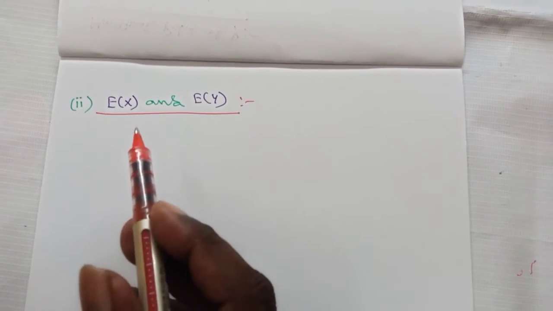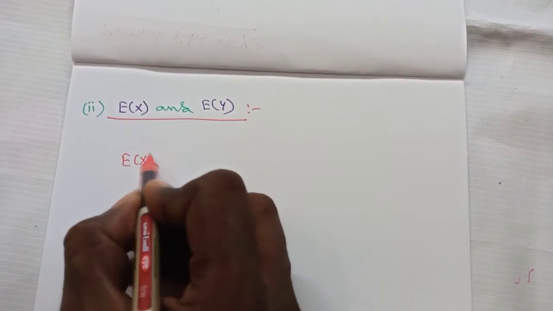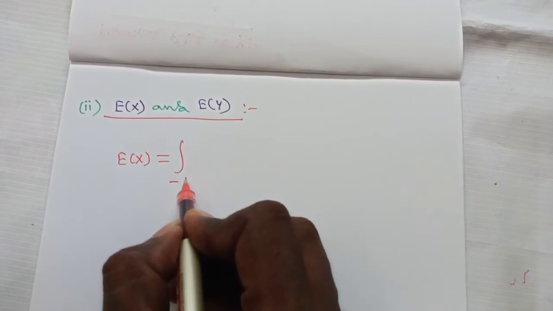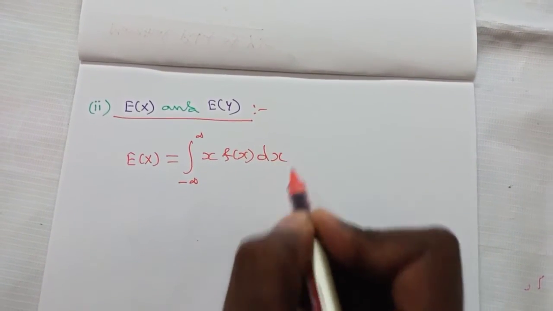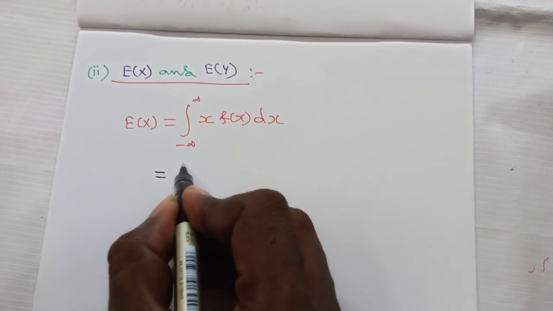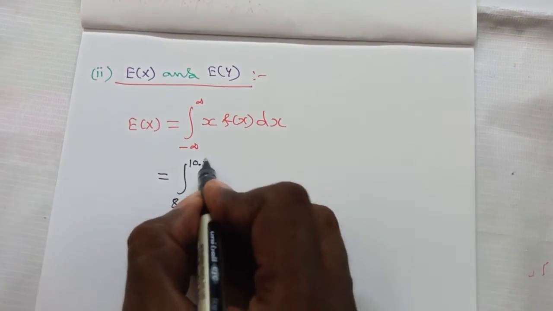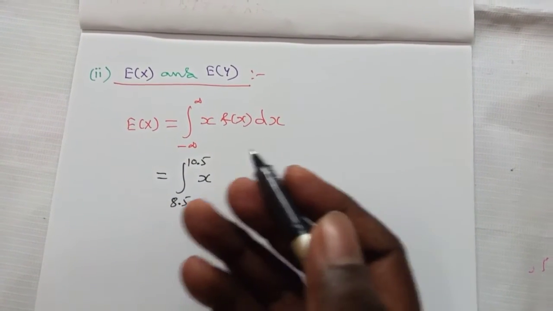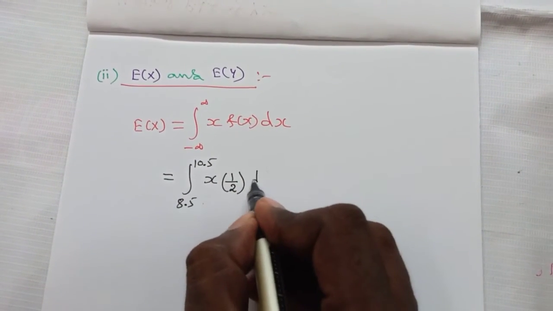Okay, so next question, I want to find out E of x and E of y. Now the formula for E of x. Here the random variable is a continuous random variable. So the formula for E of x is integral minus infinity to plus infinity x f of x into dx. Now to evaluate this integral, the limit for x is 8.5 to 10.5, x into f of x. Already we found f of x is 1 by 2, so this is x into 1 by 2 into dx.